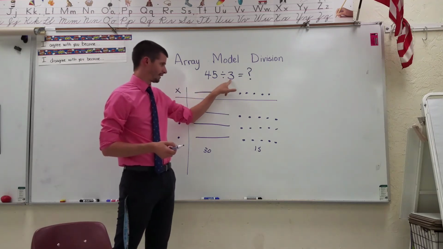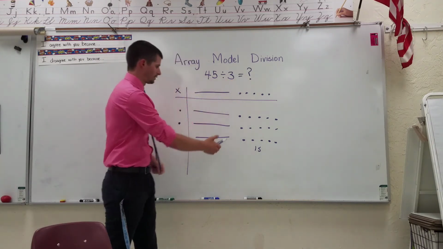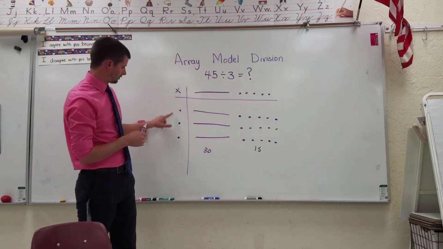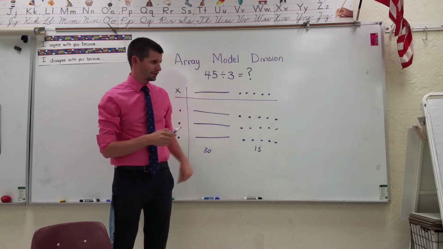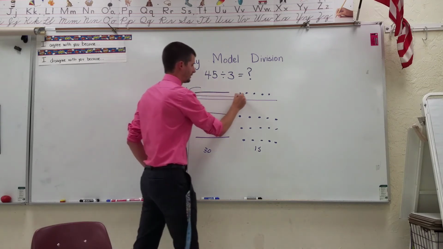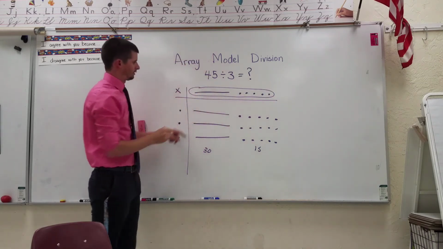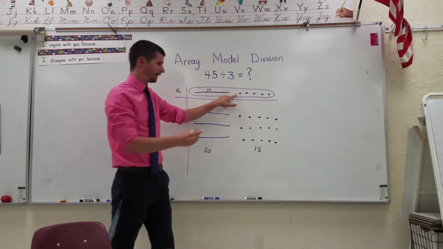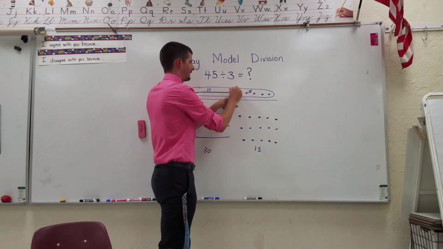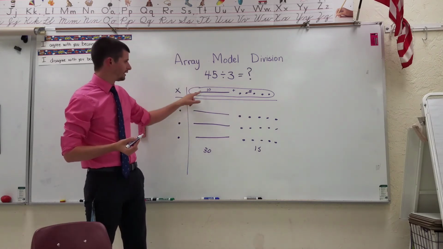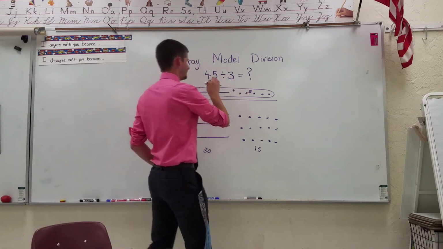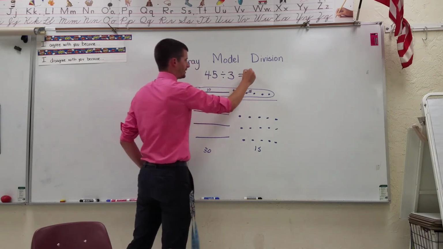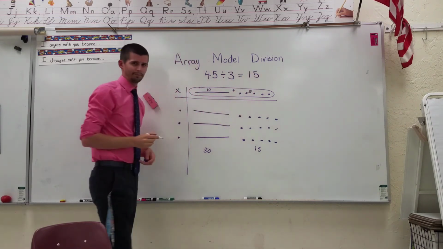So dividend divided by divisor equals quotient. So in here, I need to create my dividend. So to get our quotient now, I just figure out what this number is. So I have one rod, which is 10, and 5 ones, which is 5. So if I add those together, I'm going to get 15. So 45 divided by 3 would give me 15.